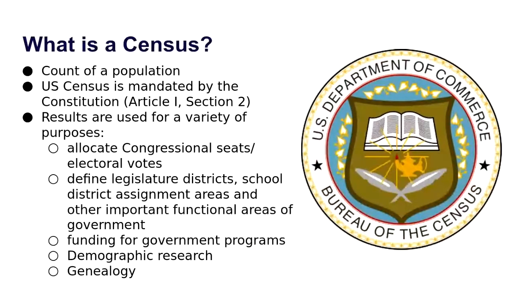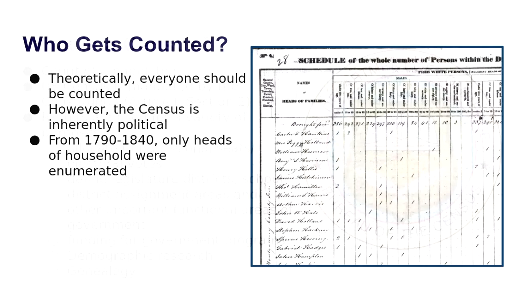So who gets counted in a census, or at least in our census in the United States? Theoretically, absolutely everyone from a day-old infant to a 110-year-old person should be counted. Absolutely everyone should be counted. However, in the real world, the census is political. It's always been political.